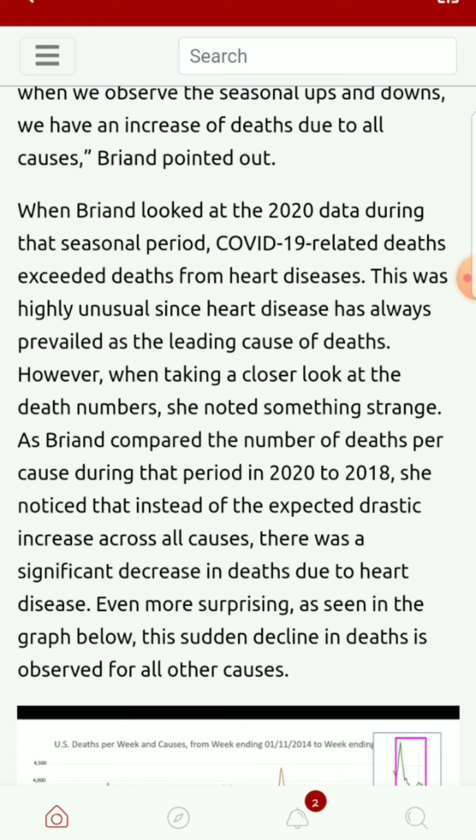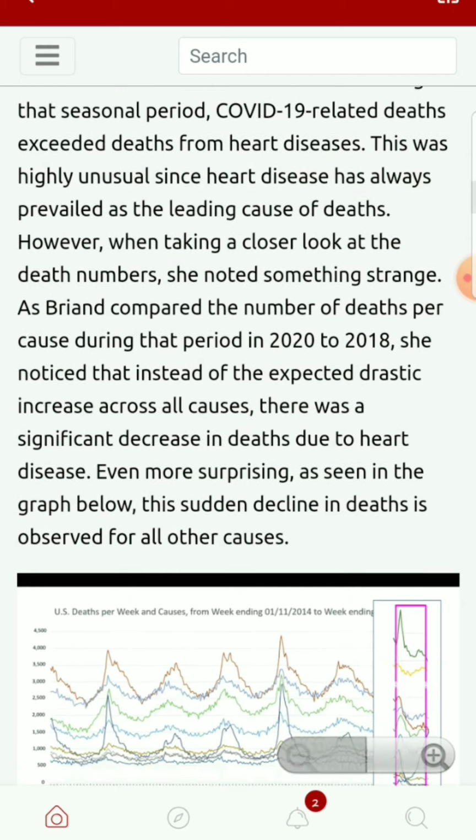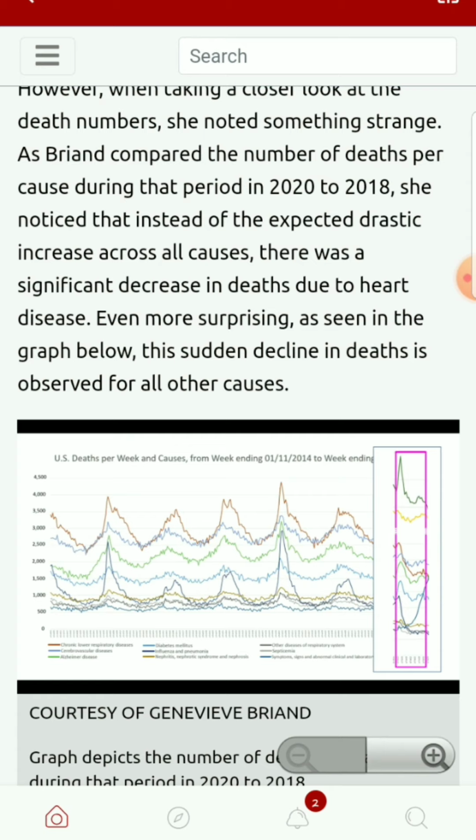When we observed the seasonal ups and downs, we have an increase of deaths due to all causes. When Bryant looked at the 2020 data during that seasonal period, COVID-19 related deaths exceeded deaths from heart disease. This was highly unusual since heart disease has always prevailed as the leading cause of death. However, when taking a closer look at the death numbers, she noted something strange.